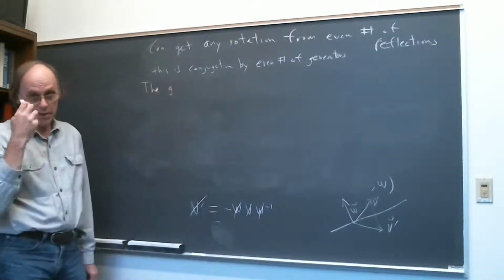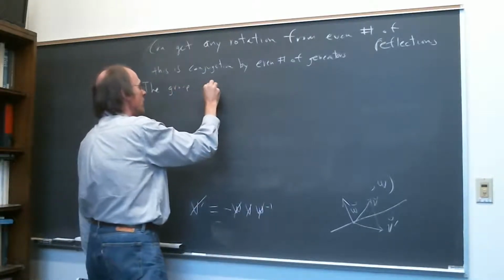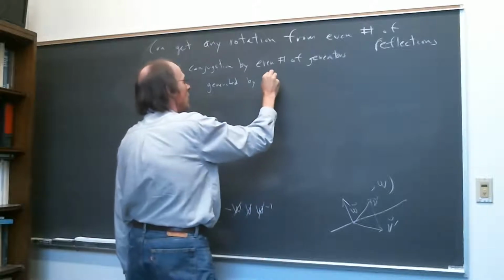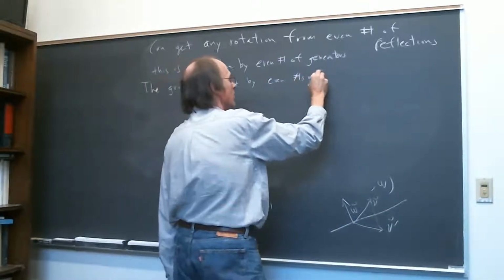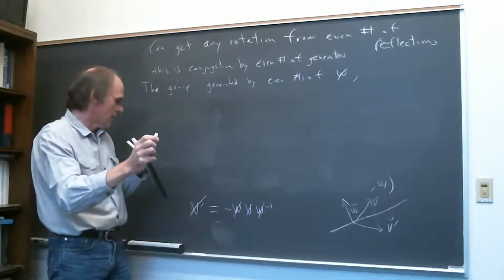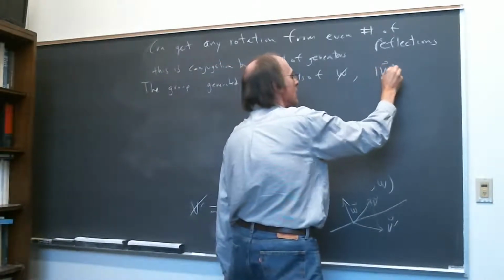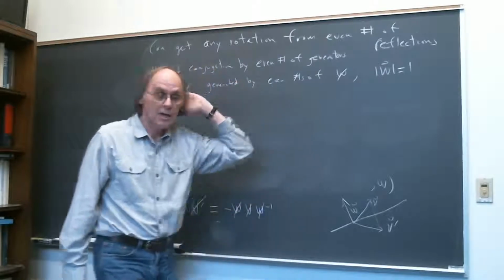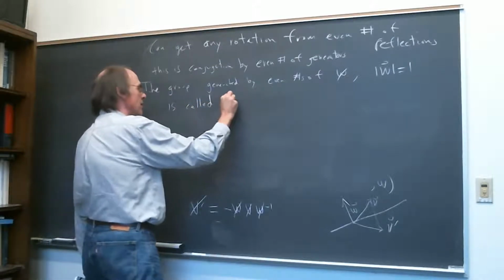I said it a little bit more precisely last time. Let me say it a little bit less precisely today. The group generated by an even number of w slash, and to keep things simple, you can just work with unit length things, so you don't have to worry about keeping track of the effect of the sizes of these guys. It's called Spin(n).